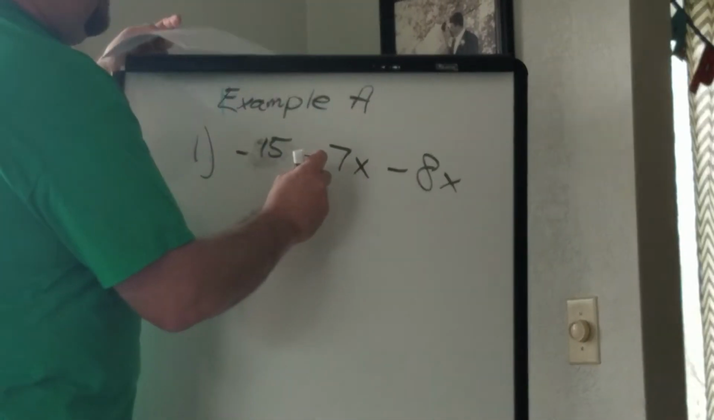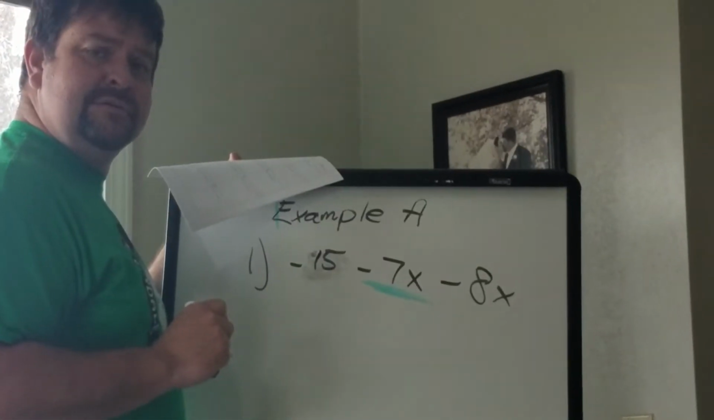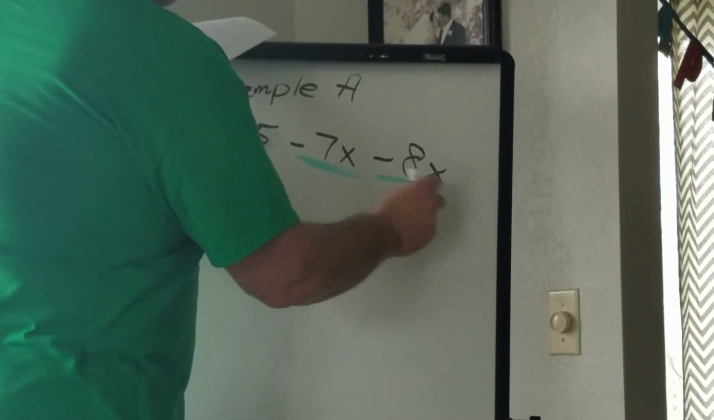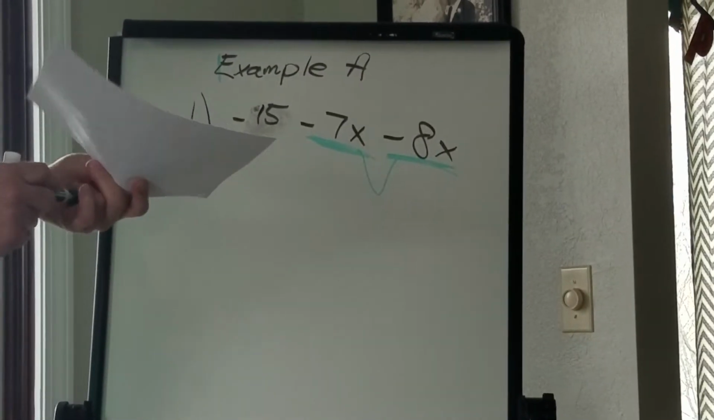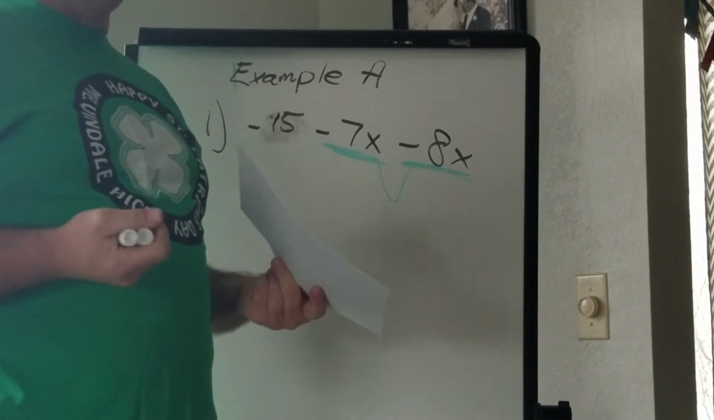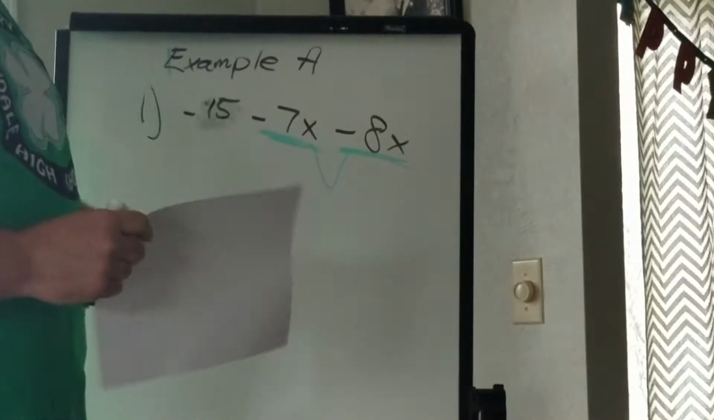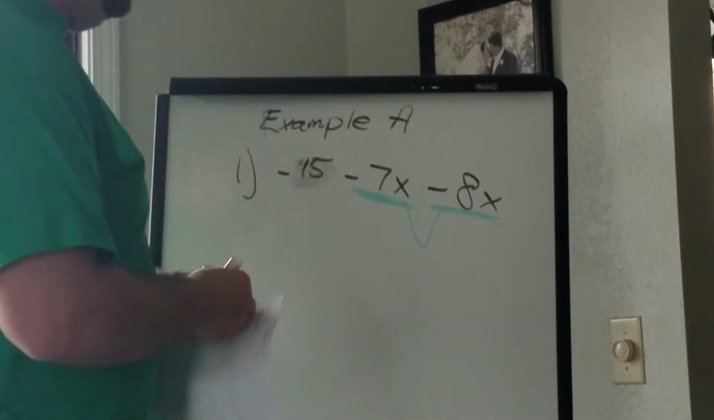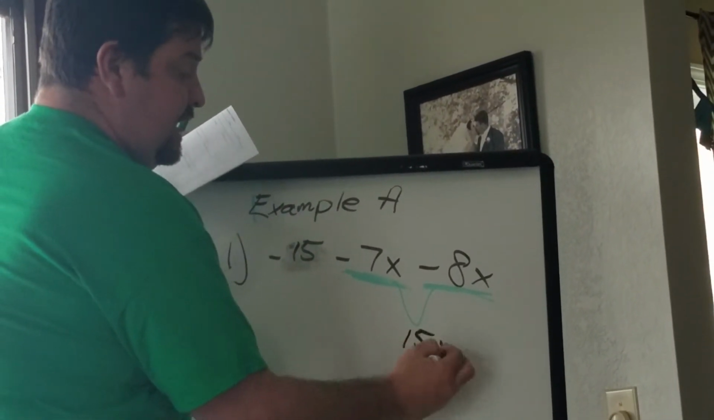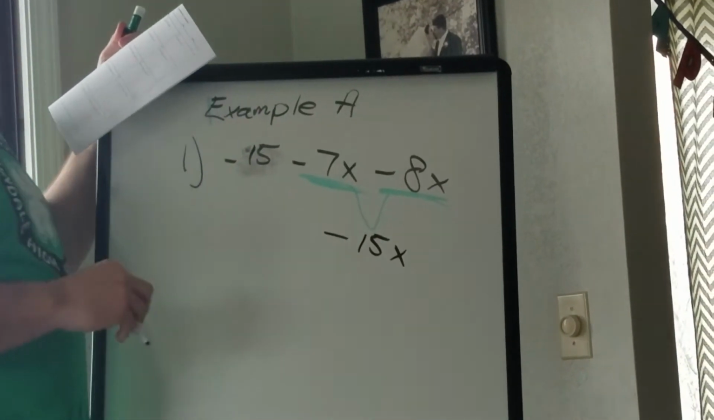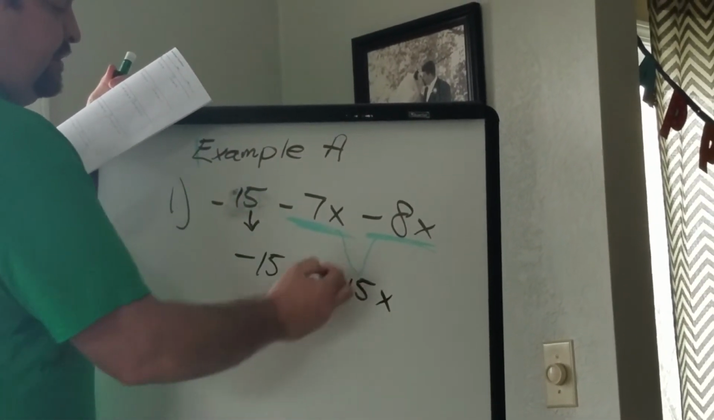Well, I see a 7x here. Can you see that green from back there? Okay. So you have the 7 and that 8. Together we can combine them. Since they're both negatives, it's like adding in the negative world. So negative 7 and negative 8 together, what do they make? 7 plus 8 is 15, and they're both negative, so we have negative 15x. If we just drop down this negative 15, you're good to go.